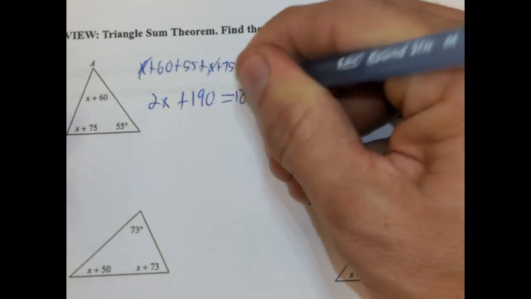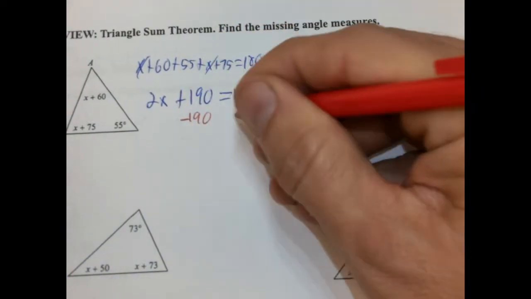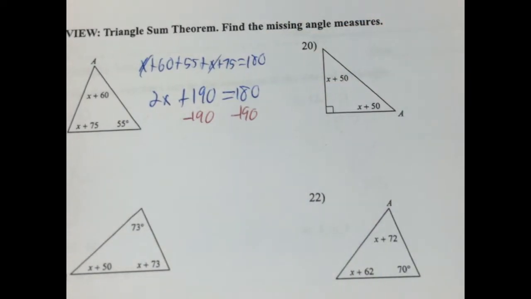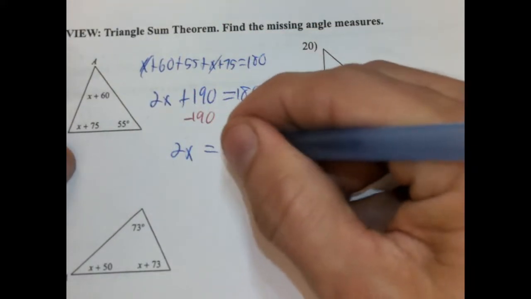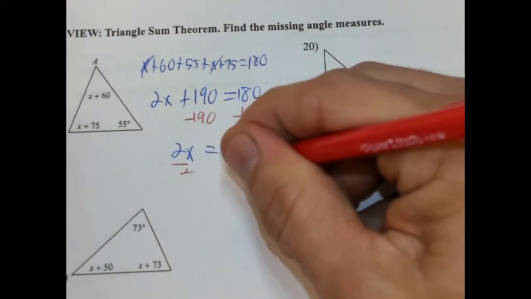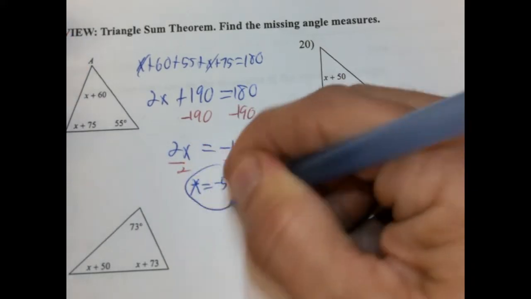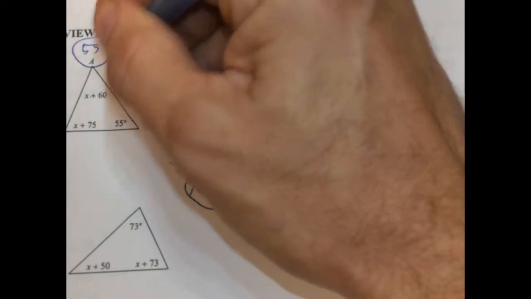190 equals 180. We're going to subtract 190 from both sides. So 2x equals negative 10. Divide both sides by 2, and x will be equal to negative 5. We're not done yet. We need to plug it back in here. So negative 5 plus 60 is 55 degrees.